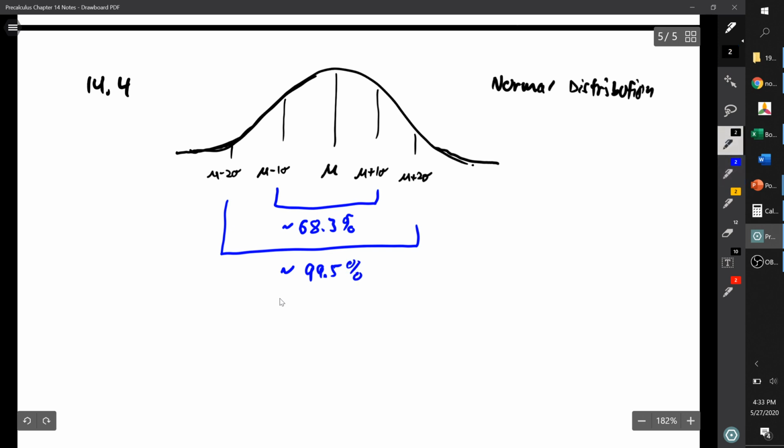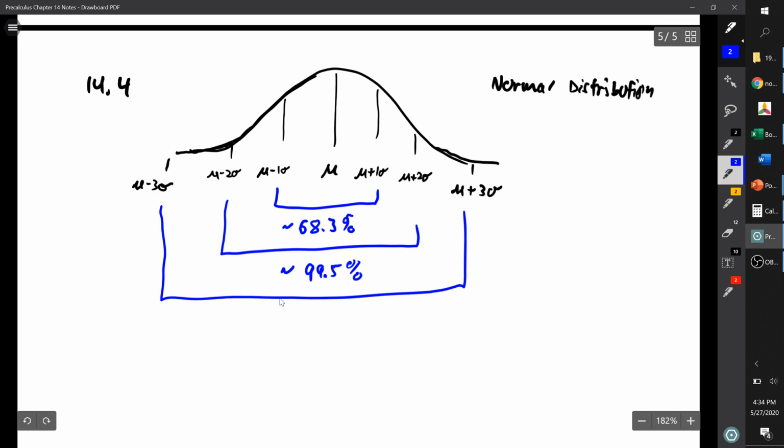If you go all the way out to 3 standard deviations above and below, so mu plus 3 sigma, and then down here we have mu minus 3 sigma, then here we get a good 99.7% of the data.